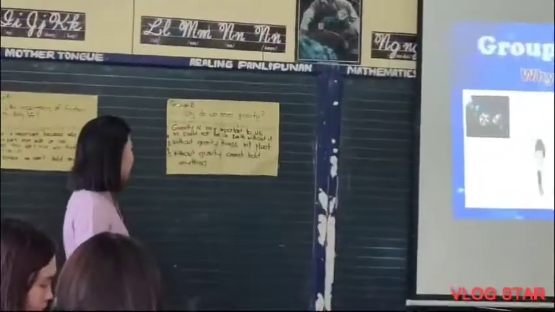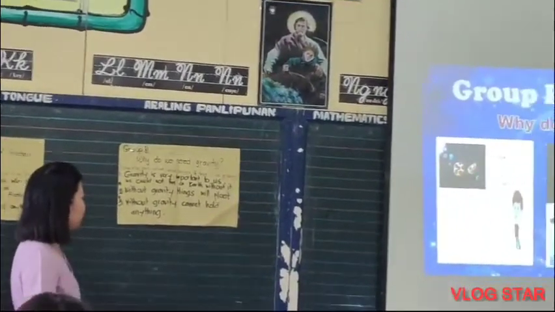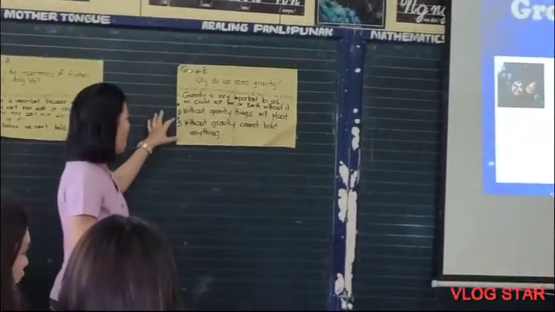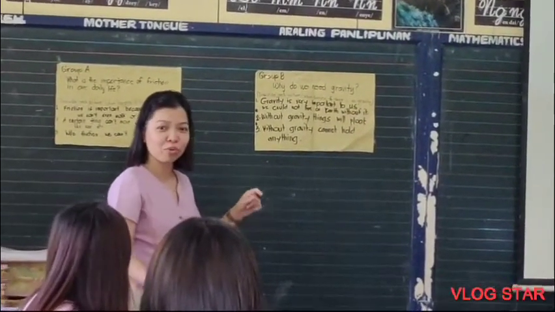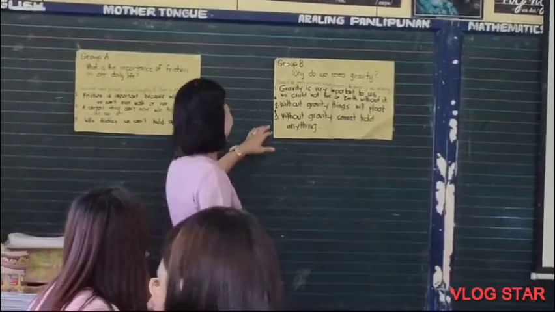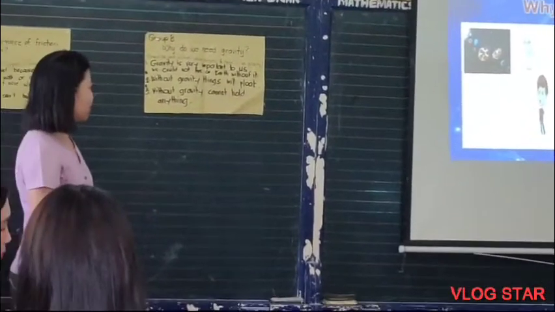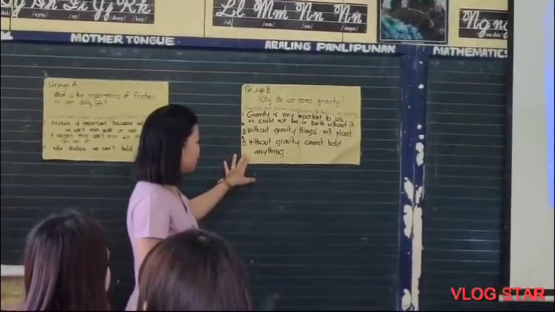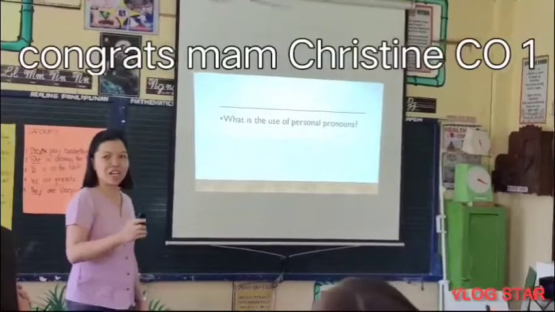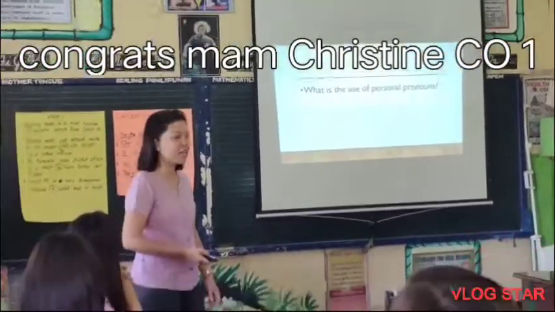Question number one, gravity is our answer in number one. So gravity is very important to us. Number two, without gravity, things will go. And then number three, without gravity, a person, place, things, animals.